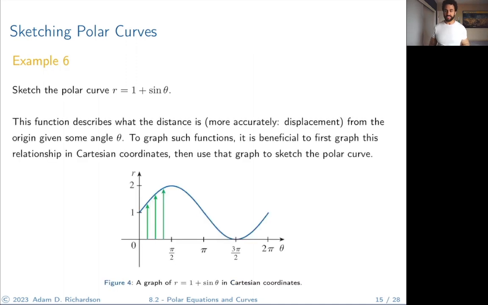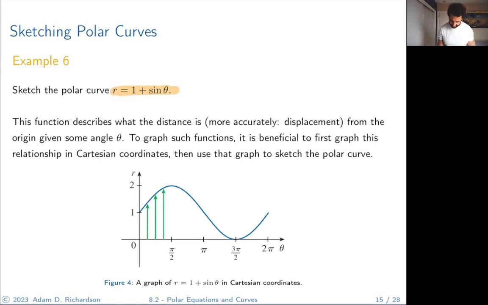So let me pull up this slide right here. Remember that this function is describing the displacement from the origin. So this is telling you the radius. It's saying, when the angle is this, go out this far from the origin in this direction. When the angle is that, go out that far from the origin in that direction. And so it's really handy to graph these functions in terms of Cartesian coordinates first, and then to read that graph to draw the polar curve itself.